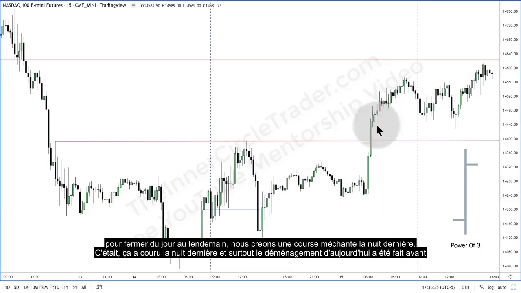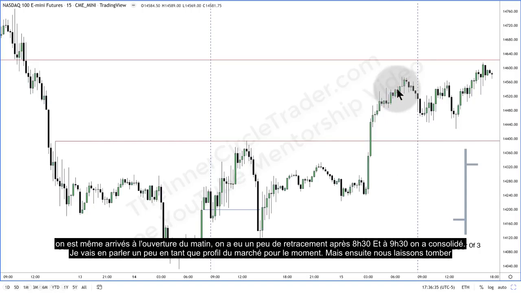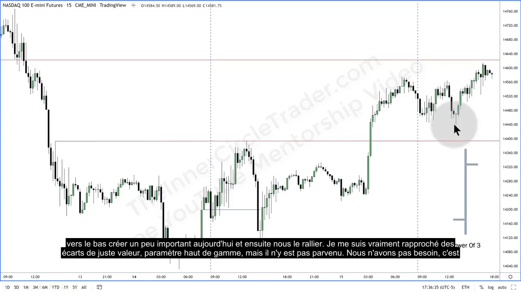It ran last night, and most of the move for today was done before we even got to the opening of the morning. Had a little bit of a retracement after 8:30, and at 9:30 we consolidated. I'll talk a little bit about that as a market profile in a moment, but then we drop down, create an important low of the day, and then we rally. It got real close to the fair value gap's high-end parameter, but it didn't get to it.